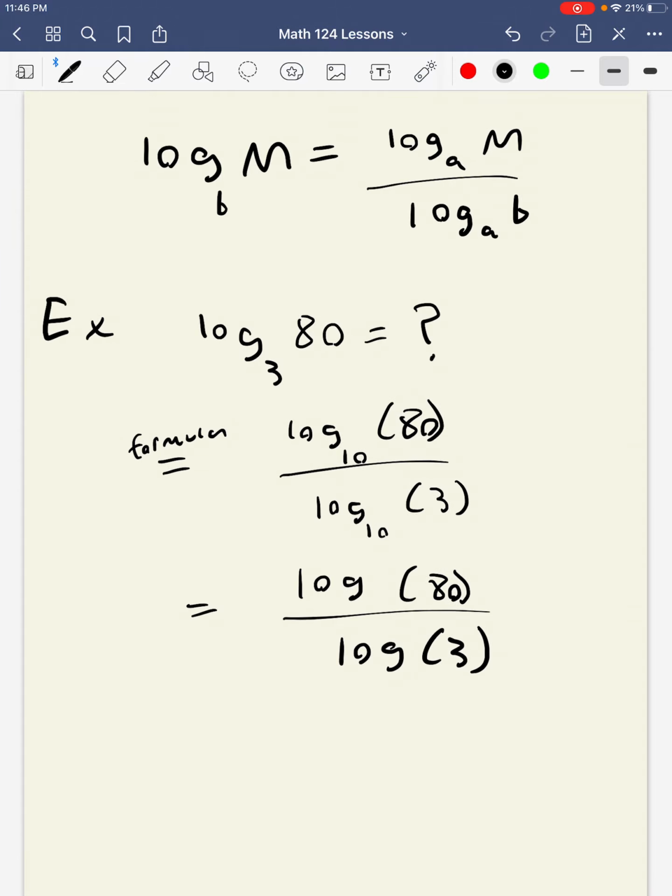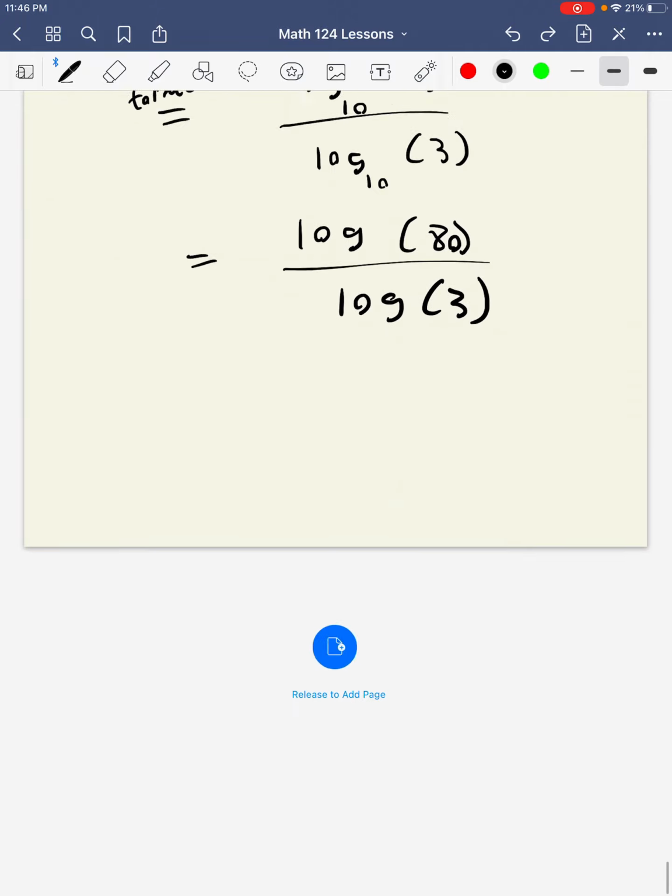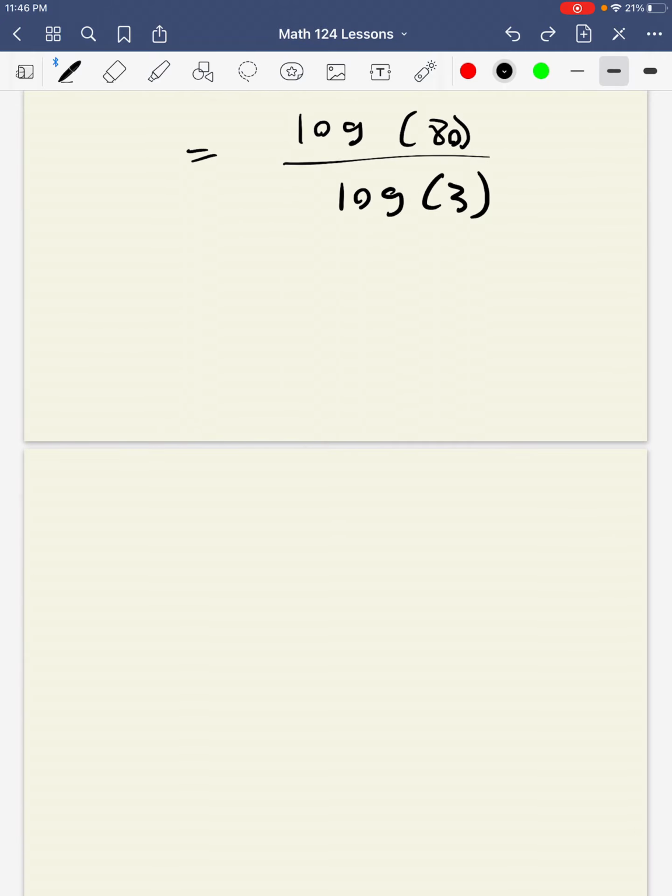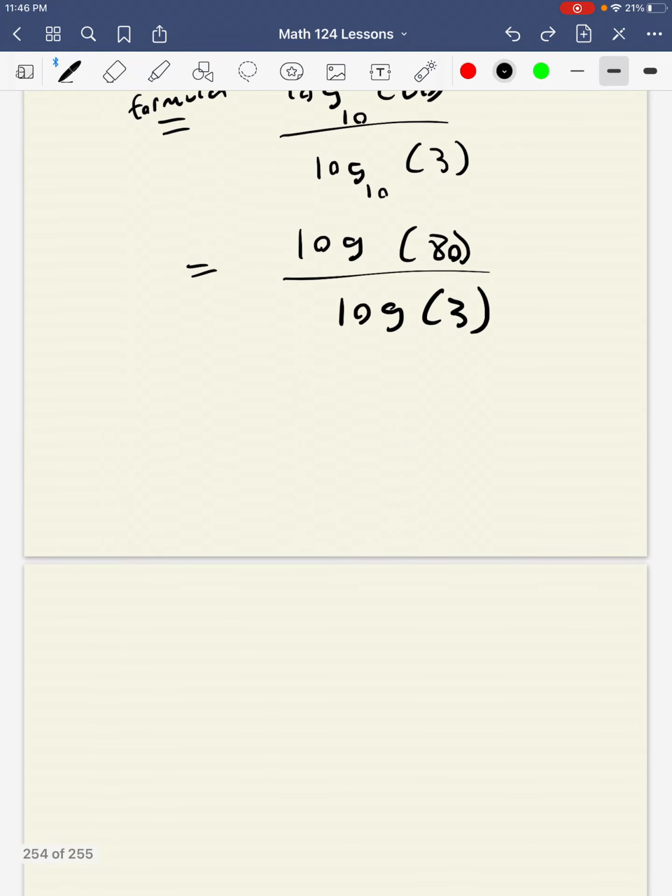Okay, cool. So you could change it like that. The bottom is a little messy. Maybe wasn't the best numbers to use. But you could change a log base by using that formula. Let me think if there's anything else I want to mention.